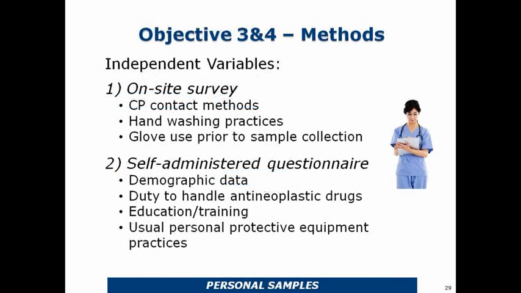So in terms of the variables we used to identify determinants, we had an on-site survey, and this included how frequently they contacted cyclophosphamide and how they contacted cyclophosphamide. We asked about their hand washing practices up until the time of the sample collection. We also asked whether or not they wore gloves prior to the sample collection.